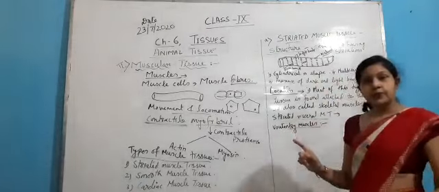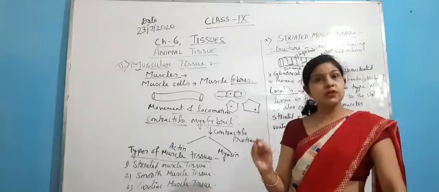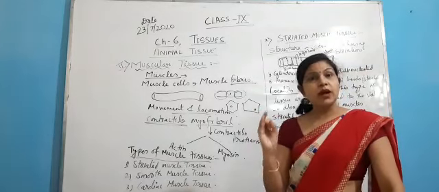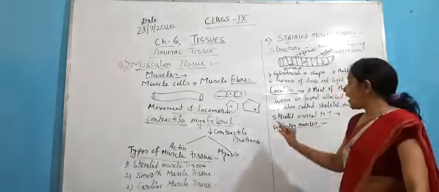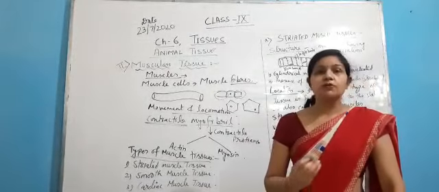So striated muscles are striated because they have striations. They are skeletal muscles because most of the striated muscles are found attached to the bones, to the skeleton, and they are also called voluntary muscles. They work with our conscious will.